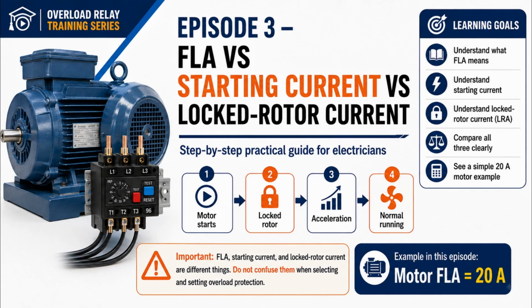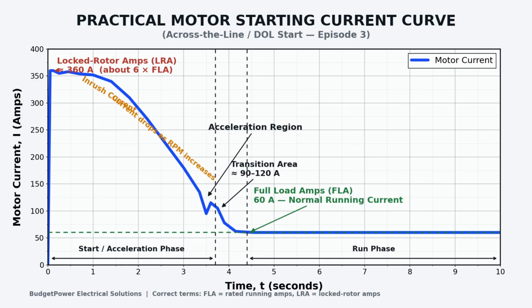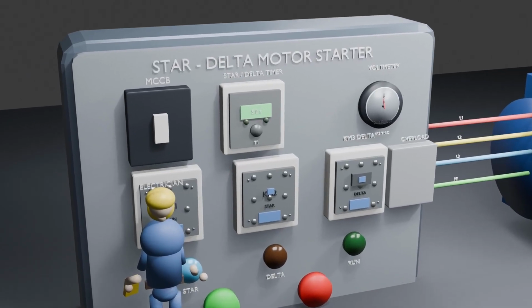In this episode, we are going to look at what actually happens to motor current from the moment we press the start button until the motor reaches its normal running speed. You may already know that a motor can draw a very high current during starting, and then within a short time, that current comes down significantly. But why does that happen? What is actually changing inside the motor while the rotor is accelerating?